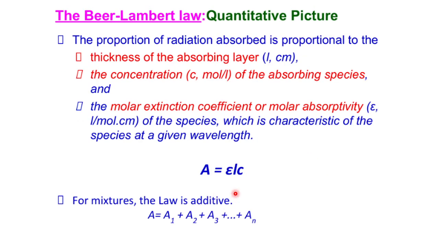And it is also additive in nature. So if you have three or four different samples in different proportions, based on the concentration the absorption will also be different. The total absorption will be the summation of all the contributions.